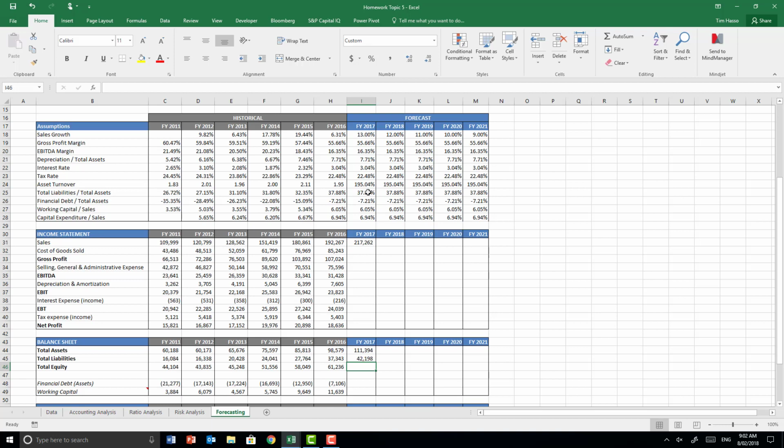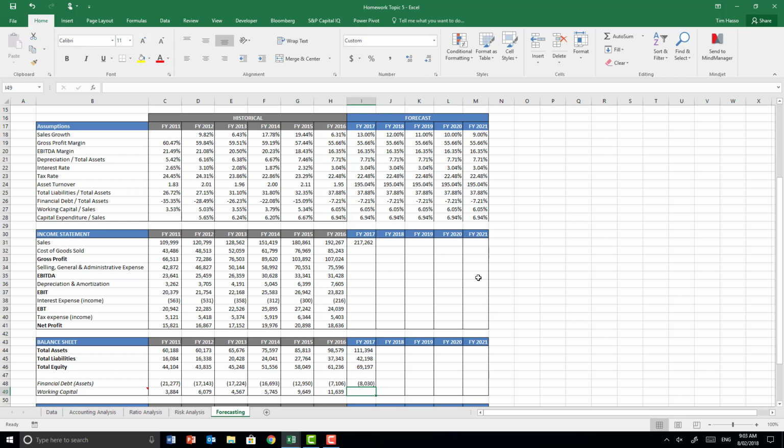We then have total equity, and total equity is merely your total assets minus your total liabilities. So it's 69,197. We then have our financial debt or financial assets, and again we take our total assets and multiply it by the assumption around financial debt divided by total assets. So it's going to be effectively financial assets in this case, and 8,030.